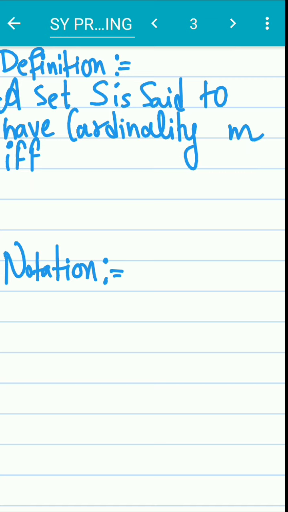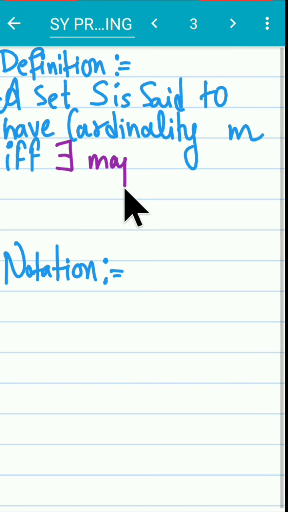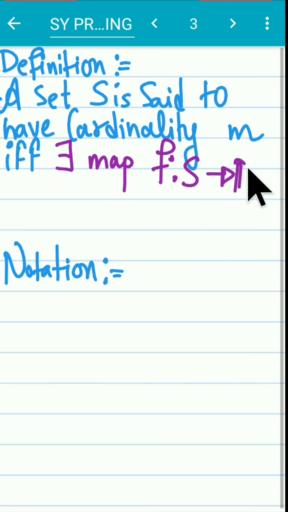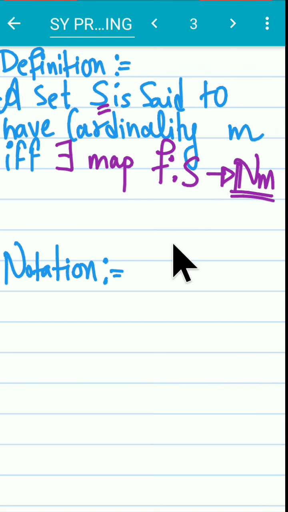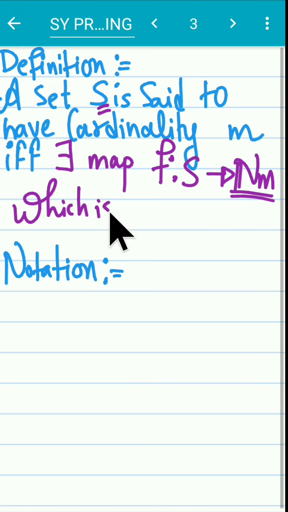Let us define what is the meaning of a finite set. Before that, we'll need the meaning of a cardinality. You already know what the cardinality is, but let us define it mathematically. A set S is said to have a cardinality M if and only if there exists a map f from S to N_M. This S is nothing but this set, and this N_M is nothing but the set of first M natural numbers, a map from S to N_M which is bijective.